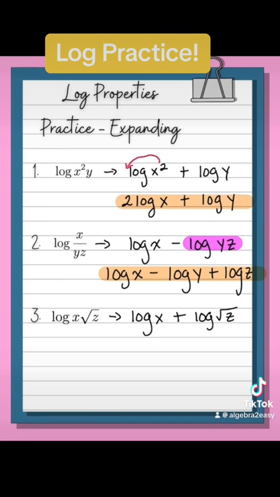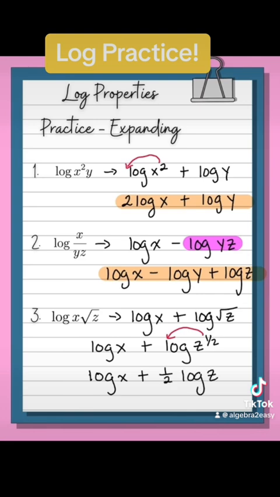Now you might be thinking there's nothing wrong with the square root of z, but as we learned yesterday, the square root is another way of writing a fractional exponent. So whenever you have a square root, you actually have an exponent. And if you have an exponent, you need to move it. So we're going to rewrite the square root of z as z to the 1/2 power. Now I have an exponent, and I can move that exponent, and it can go in front of our log. So we have log x plus 1/2 log z. That's our final log.